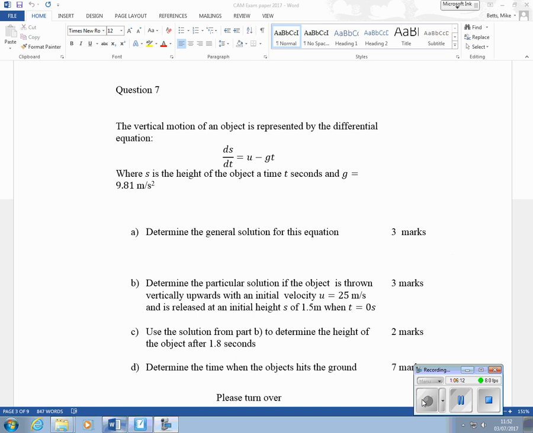Right, question 7. Vertical motion of an object is represented by the differential equation ds by dt is equal to u minus gt. s is the height of the object at a time t seconds, and g is 9.81 meters per second squared. So they're kind of projectile questions, right? With the first part being find a general solution to that ds by dt is equal to u minus gt, for which you'll get 3 marks.